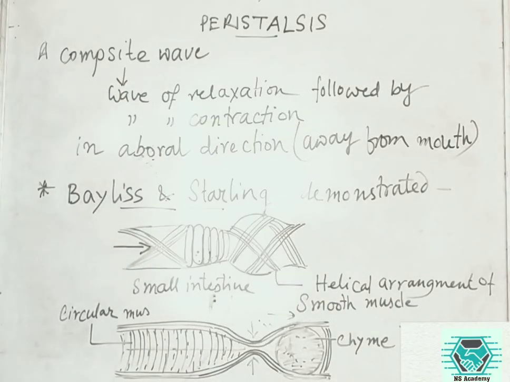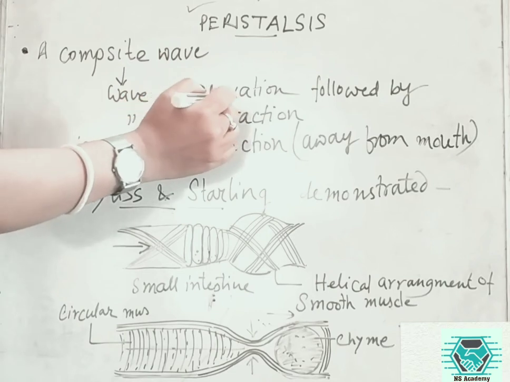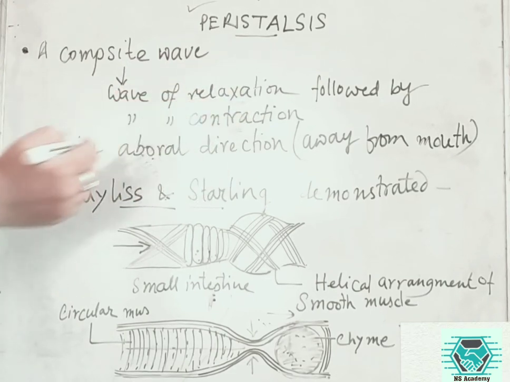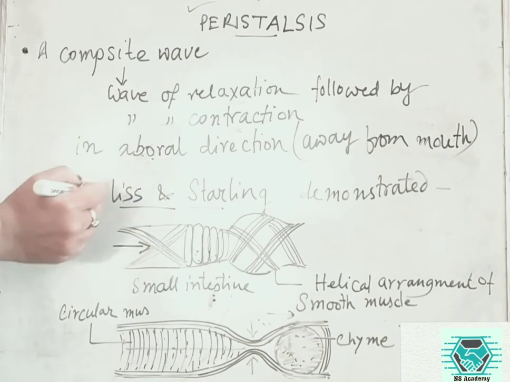So today we discuss peristalsis. Peristalsis is described to be a composite wave consisting of a wave of relaxation followed by a wave of contraction. So it is a translatory movement and travels down the gut in an aboral direction. Aboral means away from the mouth.